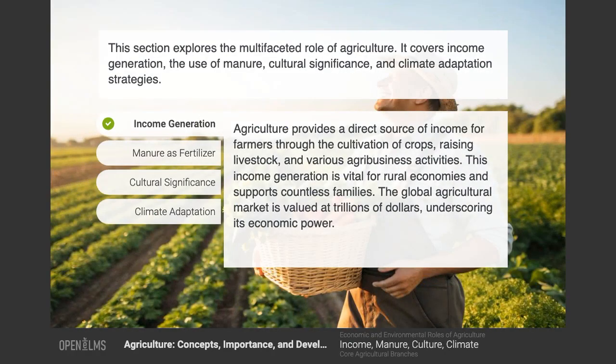Agriculture provides a direct source of income for farmers through the cultivation of crops, raising livestock, and various agribusiness activities. This income generation is vital for rural economies and supports countless families. The global agricultural market is valued at trillions of dollars, underscoring its economic power.